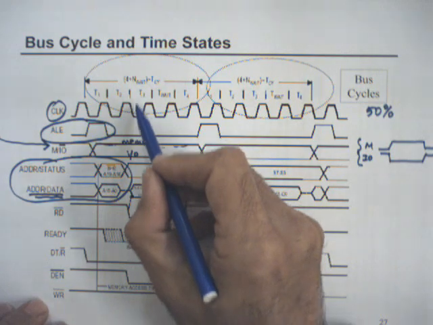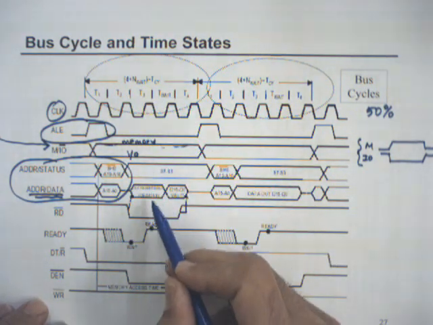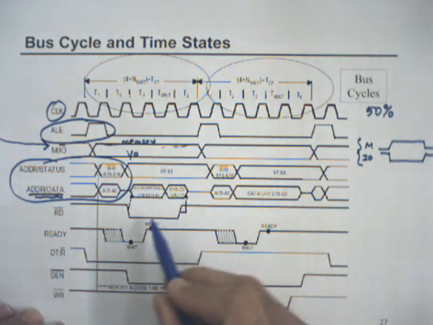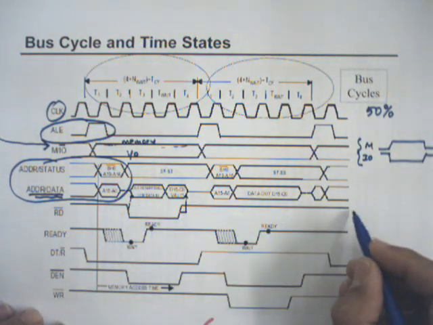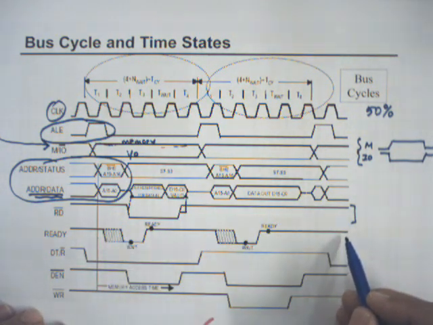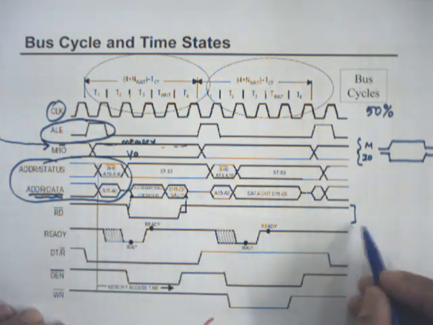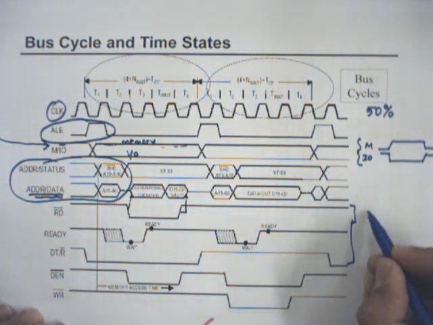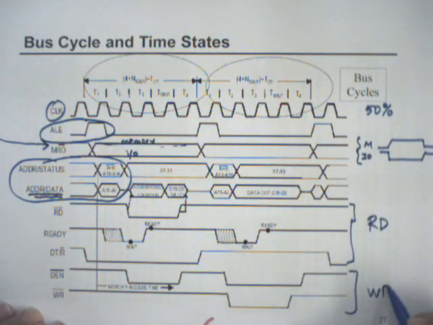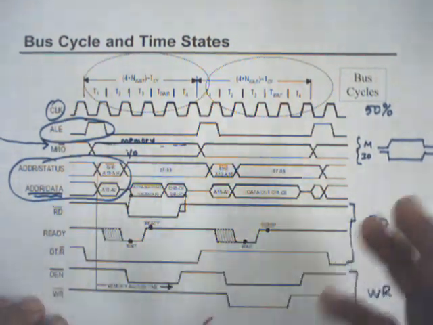And then in the next half cycle, either a read or write operation can be performed. So this combination is for reading and its associated control, and the other two combinations are for write. So again, what do you want to do?